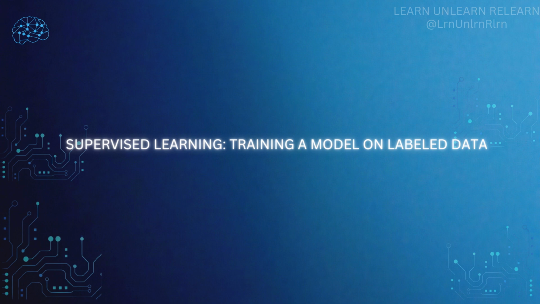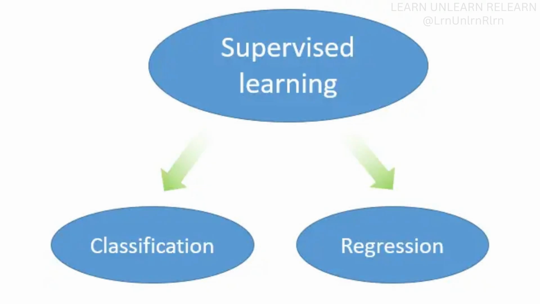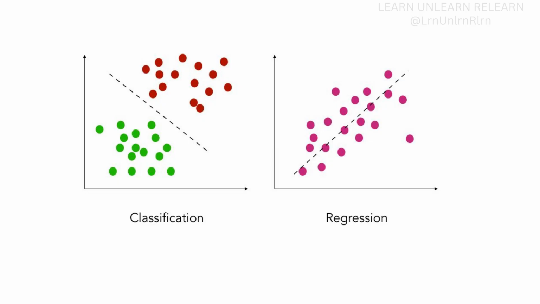Supervised learning is one of the most common types of machine learning. It involves training a model on labeled data, which means the dataset includes both input data and the corresponding correct output. Supervised learning can be categorized into two main types, classification and regression. Classification tasks involve predicting categories, such as identifying whether an email is spam or not. Regression tasks involve predicting continuous values, such as forecasting house prices.